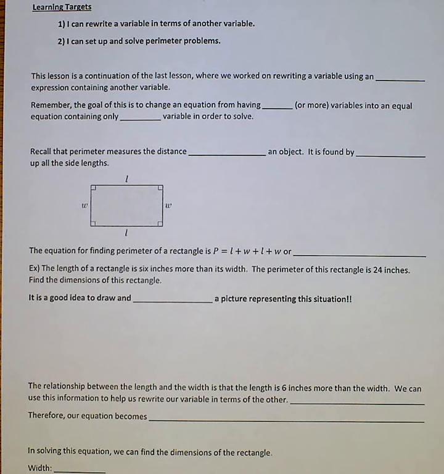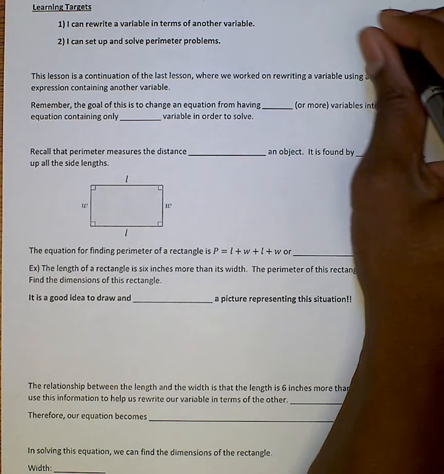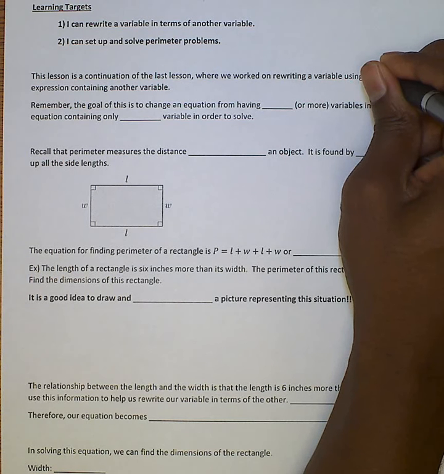At the end of this video, you should be able to rewrite a variable in terms of another variable, and you should be able to set up and solve perimeter problems. This lesson is a continuation of the last lesson where we worked on rewriting a variable using an algebraic expression containing another variable.